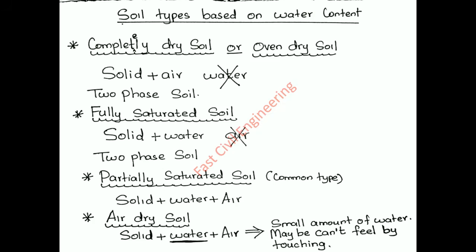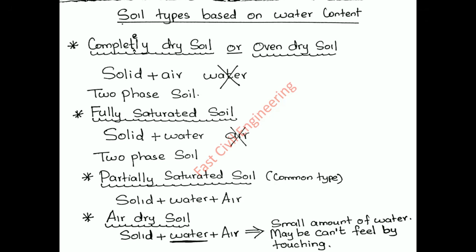Soil types based on water content. Number 1, completely dry soil or oven dry soil. Two-phase soil, there are solid and air. Number 2, fully saturated soil. This one is also two-phase soil. There are solid and water.